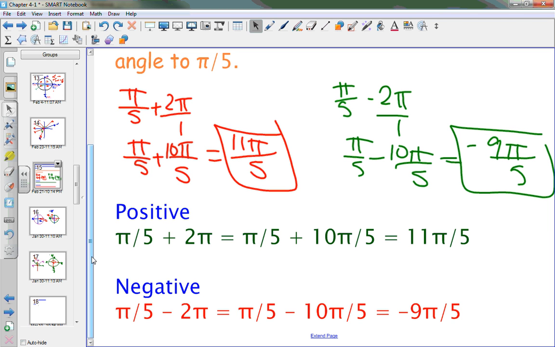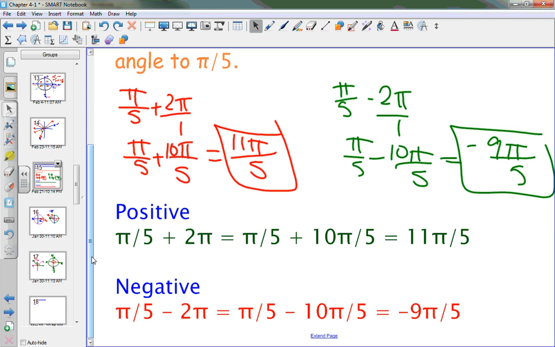Coterminal just simply says if I'm in radian measure, you add 2 pi or subtract 2 pi. If you are in degree measure, what are you gonna do? Add 360 or subtract 360. Why am I adding or subtracting 360? Because 2 pi is equivalent to 360.